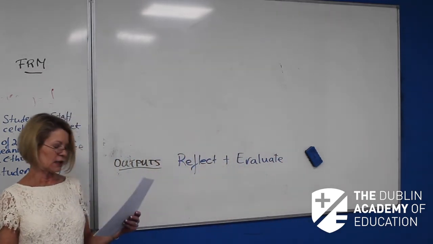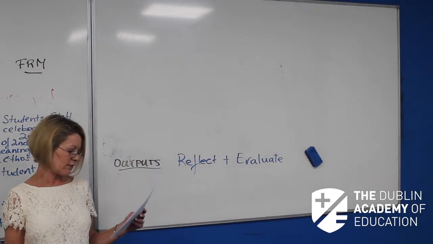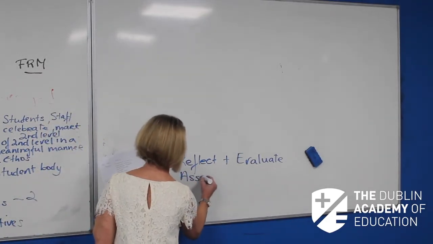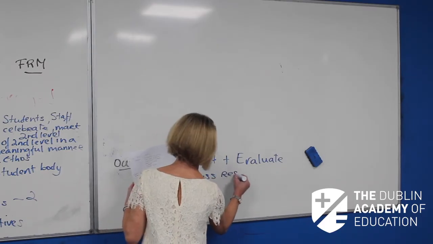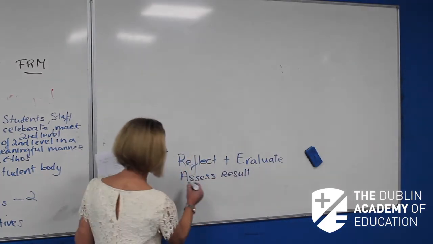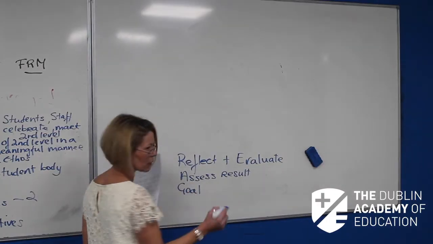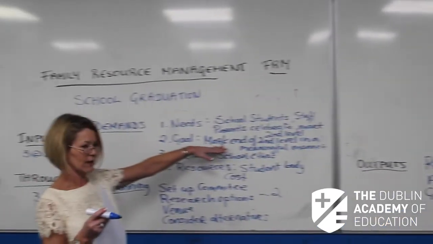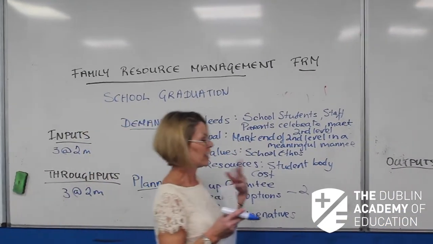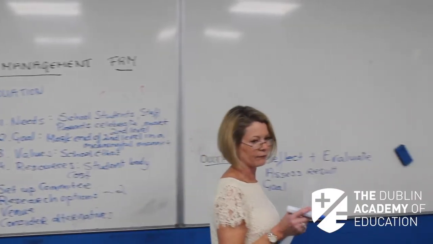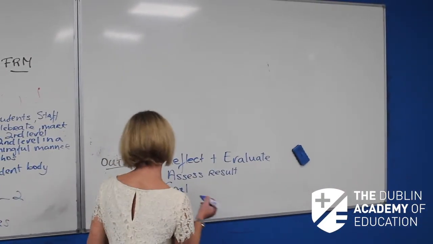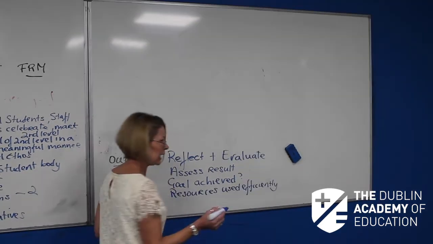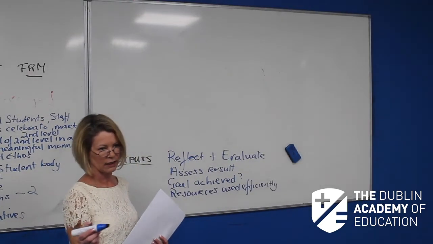And the reflection and evaluation involves assessing the result. Was the goal achieved? So in other words, did you feel you marked it as you set out in your goal, that we mark the end of second level in a meaningful manner? And you will know that from the feedback you will get from other students. Did you feel your resources were used efficiently? And the most important bit is, would you make any change?